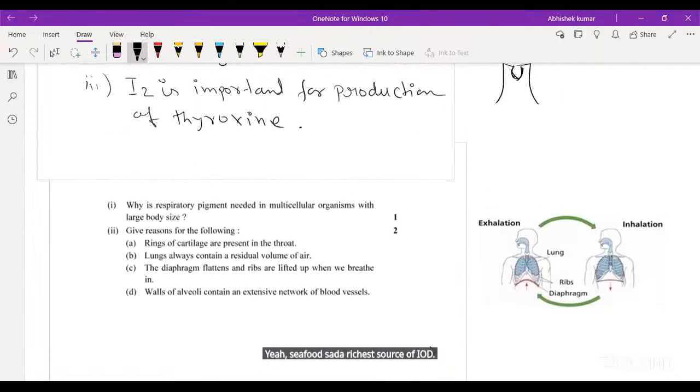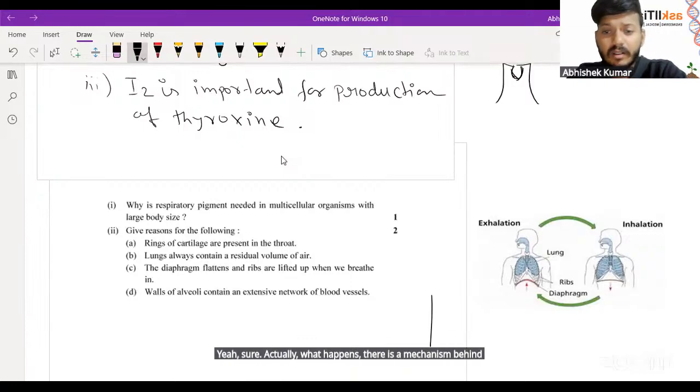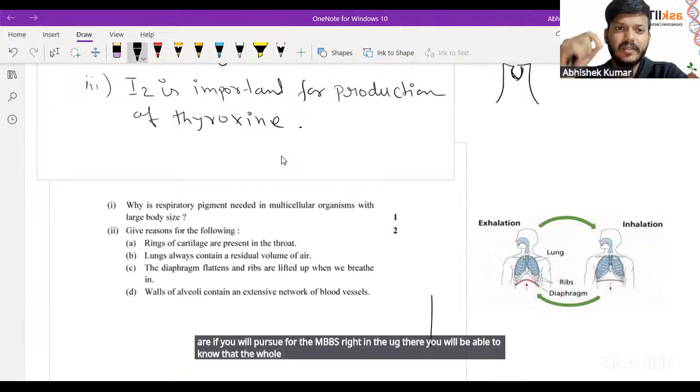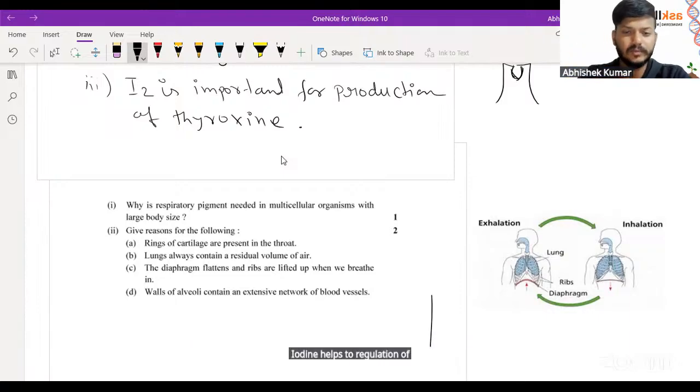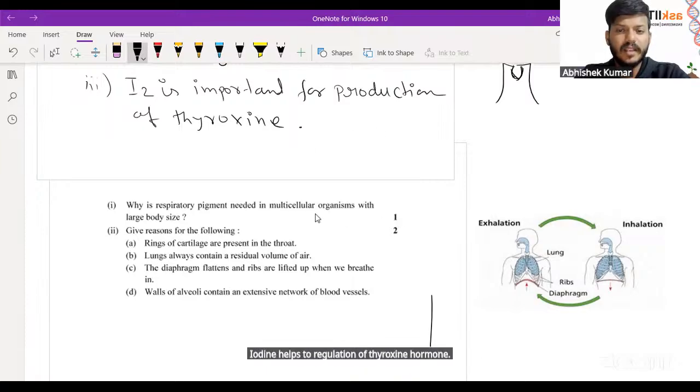Sir, can you tell why iodine is important for thyroxine? Yeah, sure. There is a mechanism behind this, which if you pursue MBBS, in the UG, you will be able to know the whole cycle and the mechanism in which iodine helps in the regulation of thyroxine hormone. Okay, sir. Okay, then now the next question.